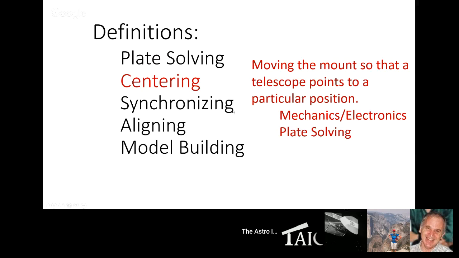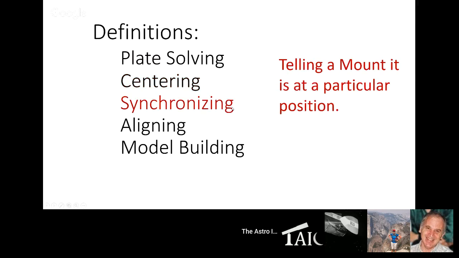Now, there are some other words that are thrown in at the same time. One is synchronizing. This is telling a mount where it is when it's at a particular position. It's saying, okay, mount, you are now right at right ascension 12, 24, 13, and declination 93, or, yeah, declination 93 would be hard to do, 40, 17, 16. It says that's where you are right now.